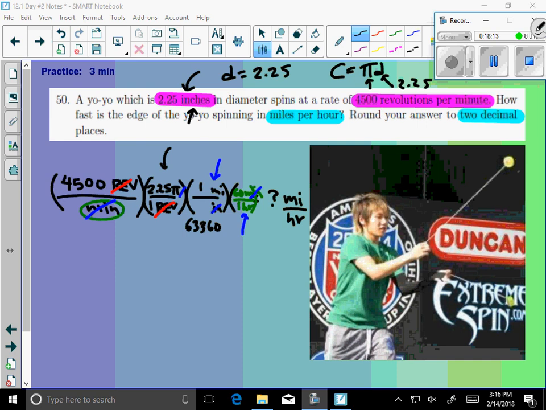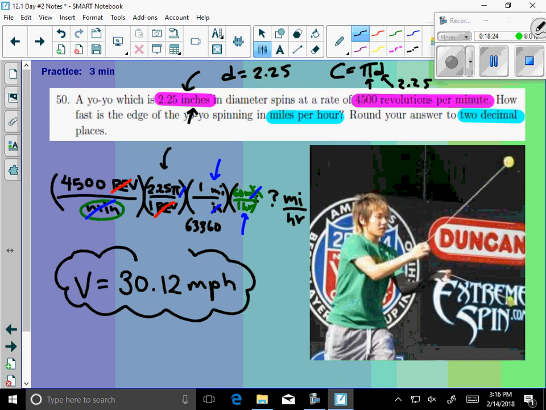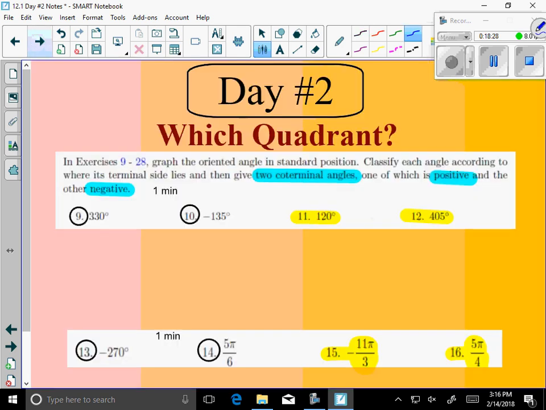It looks like rounding to 2 decimal places, our velocity comes out to be 30.12 miles per hour. So guys, that's velocity, that's coterminal angles, that's angular velocity, all sorts of good stuff. You could get into your homework here and enjoy.